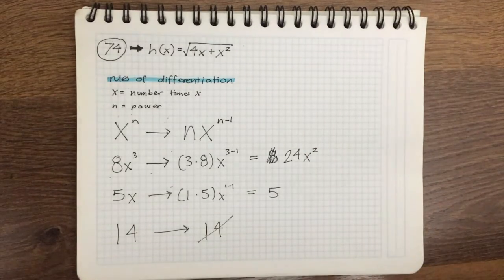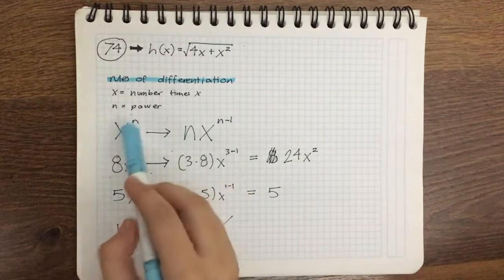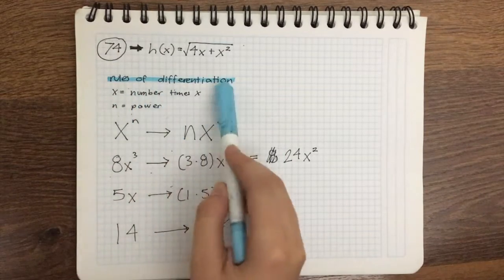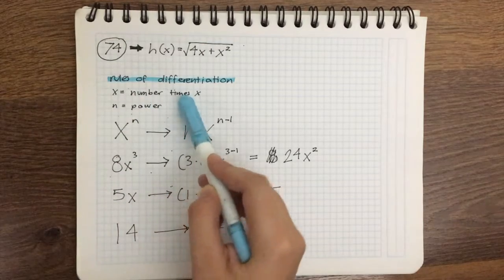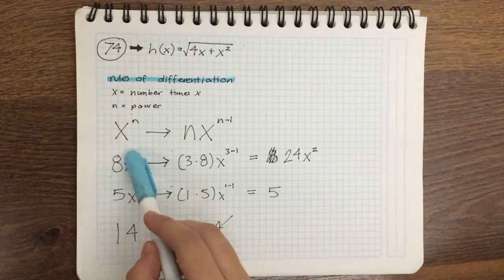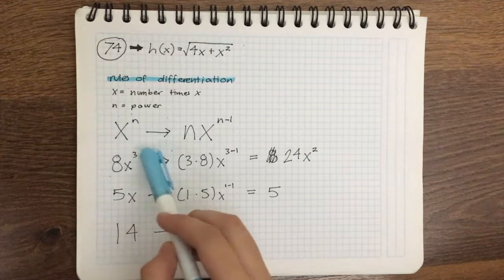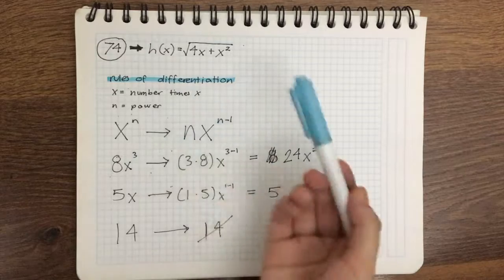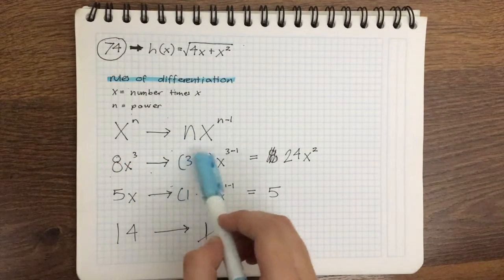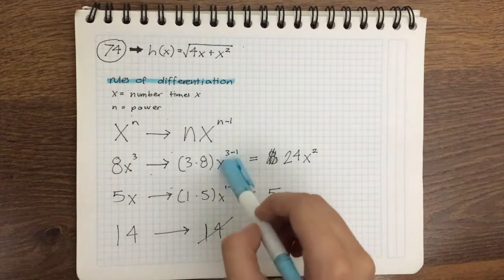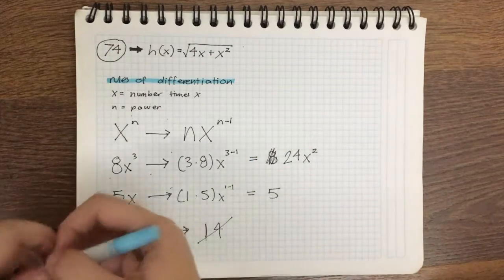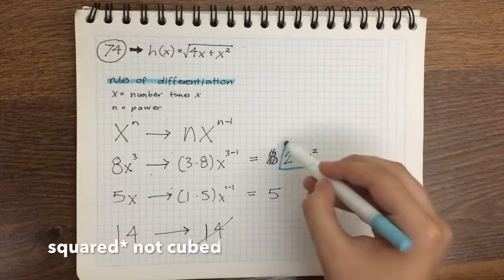Now, what are the rules of differentiation? Here we can see two formulas with x and n. X being the number times x and n being the power. Now, how do we plug it in? Here we have 8x cubed. 8x being x and the 3 being n, aka the power. If we plug it in, it would be 3 times 8x to the power of 3 minus 1. If we simplify, it would give us 24x squared.